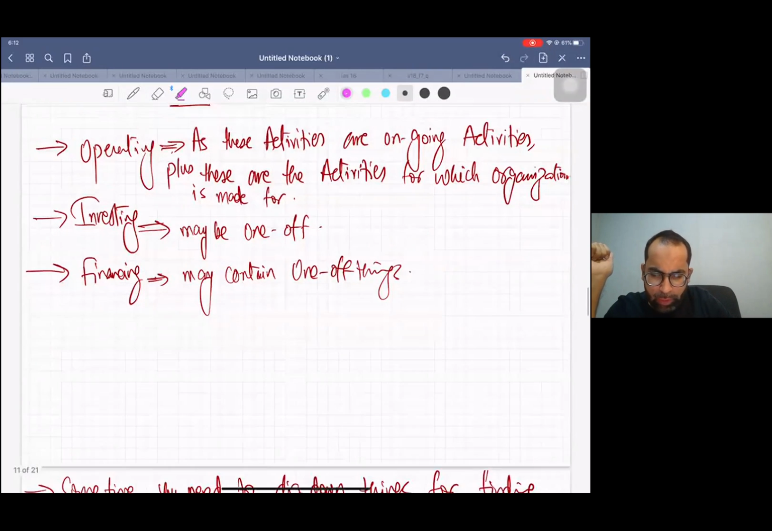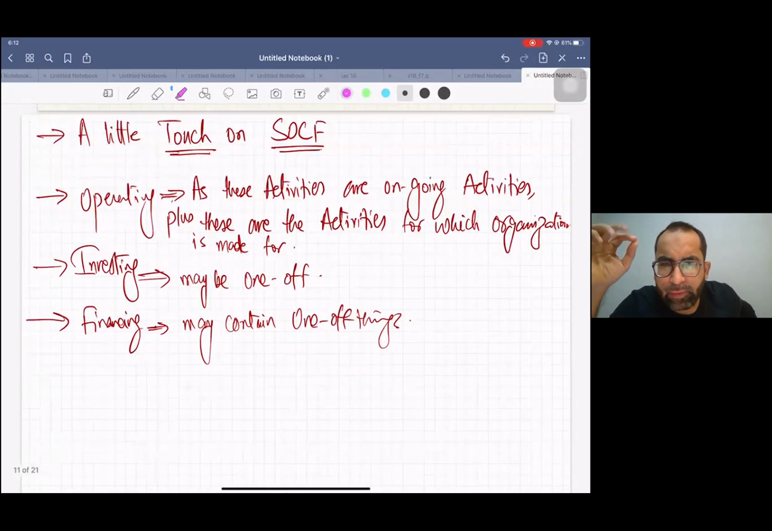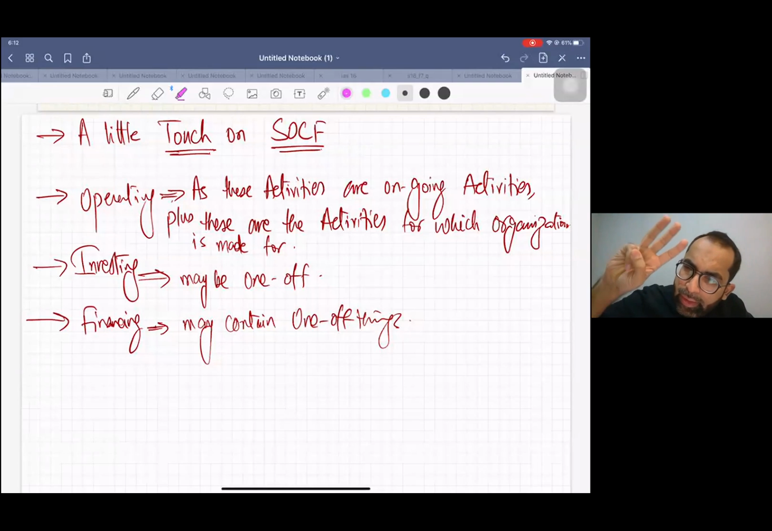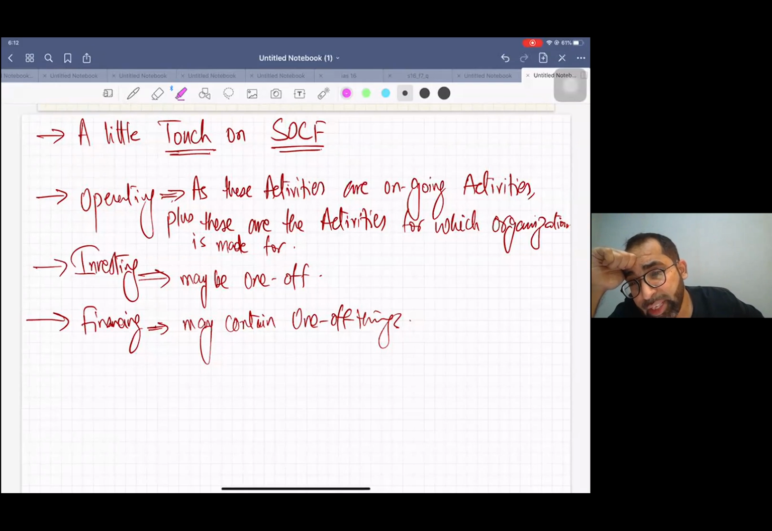I want to give you a very quick recap. Listen, there is a perception in the market that only 3 topics may be tested in the last 40 marks: final accounts, consolidation, and ratios. They ignore the cash flow statement. That's their biggest mistake.